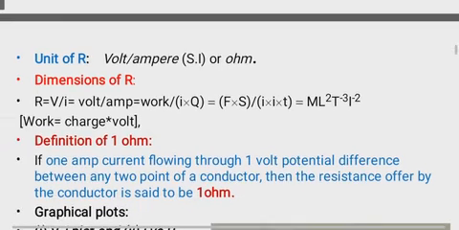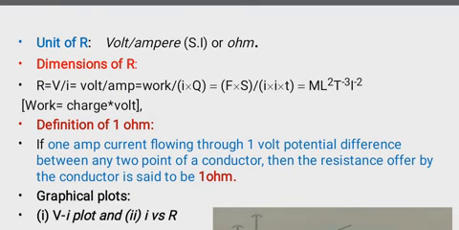The dimension of R is defined as V by I. Voltage equals work per charge, so in place of volt we can write work by charge. Work equals force into displacement, and charge equals I into T. So the dimension is M L square T to the power minus 3 I to the power minus 2.